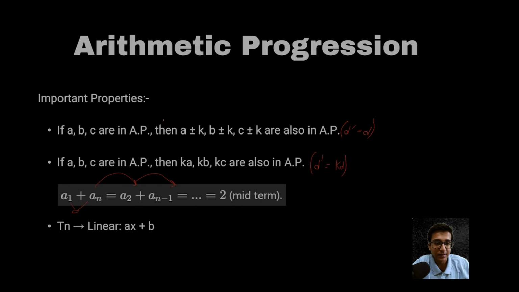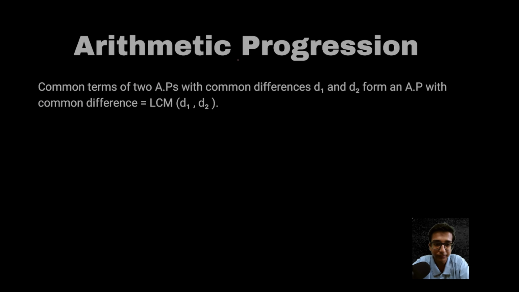And yes, since we've seen the formula of Tn to be a plus n minus 1 times d, we can represent this as a linear function while representing it on a graphical scale, where we consider a to be a constant, d to be an unknown variable, and n minus 1 to be another constant.